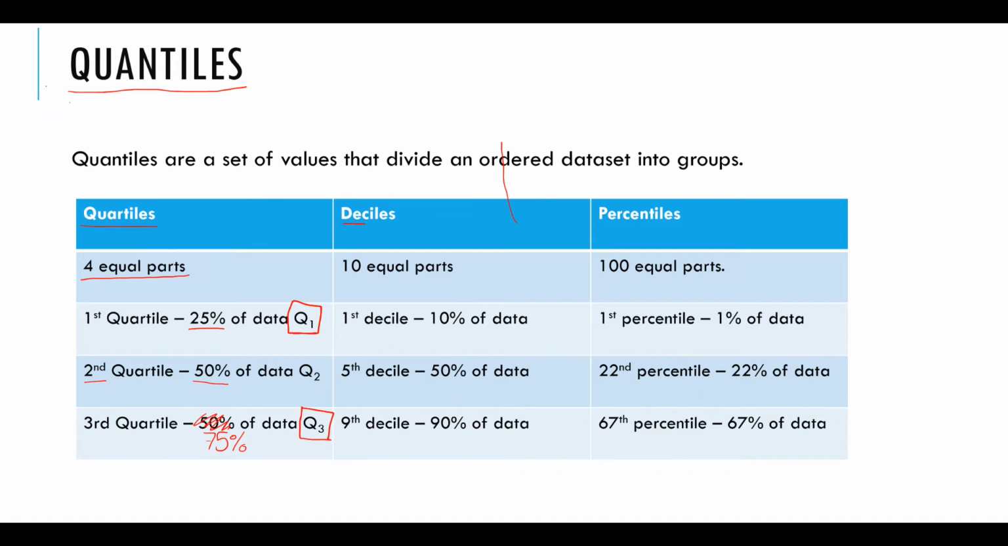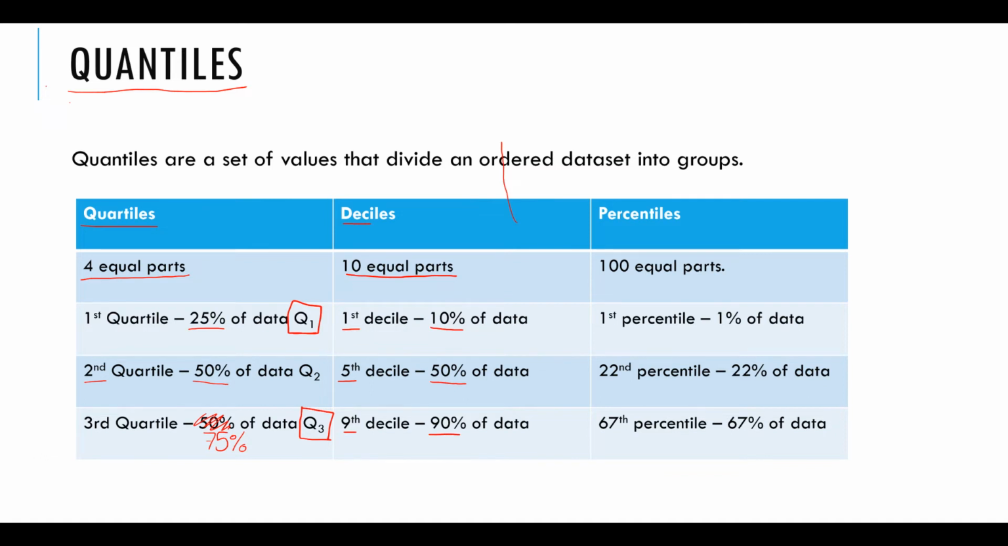Deciles, dec for 10, so we're dividing something into 10 equal parts. The first decile is 1/10 of the way along. 1/10 as a percentage is 10%, and so on and so on. So the fifth decile, 5/10, is 50%. Ninth decile, 90%.